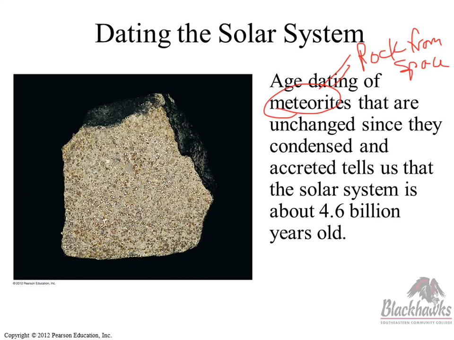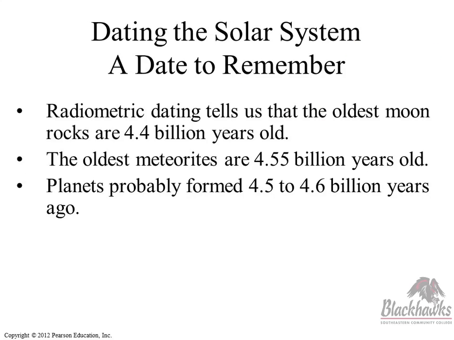But once you get over that, a space rock being 4.6 billion years from the time it started to solidify means that basically the sun has been doing what it's doing for about that long, 4.6 billion years. So that's a way to date our solar system. I'm going to throw some numbers at you, but they're all similar.